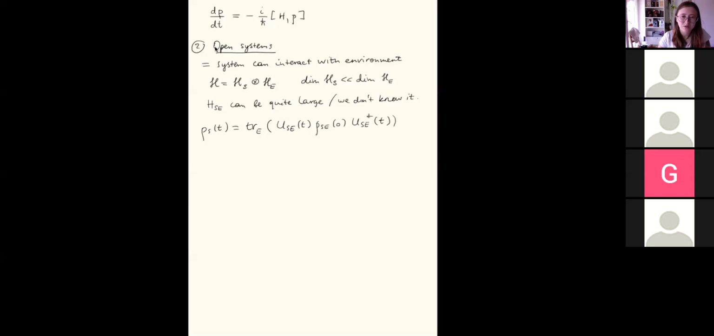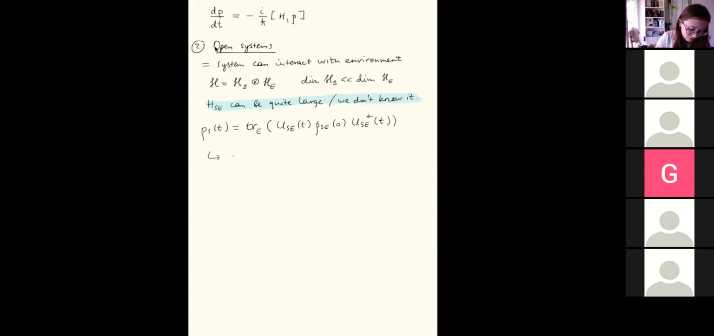And then we trace out the environment. But again, let me make this a bit bigger. Because of this reason, or because we don't want to write out this huge unitary, it's easier to just describe this evolution of this target system as a TP-CPM. So TP-CPM, just to remind you, is a trace preserving completely positive map.